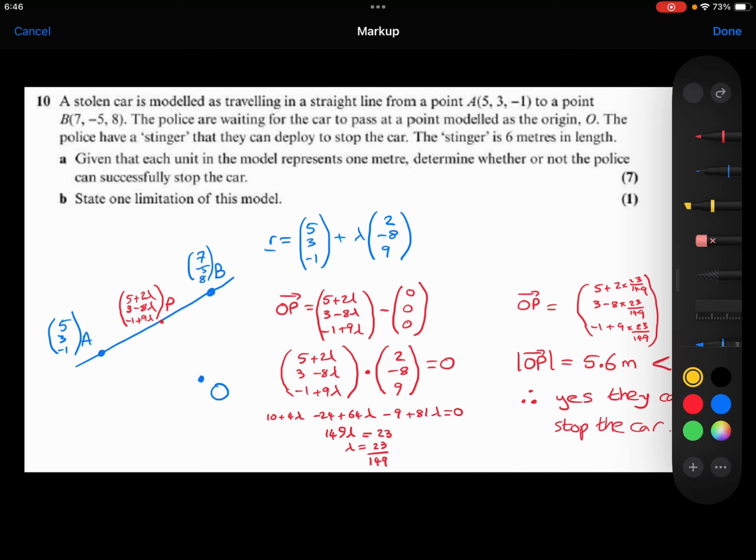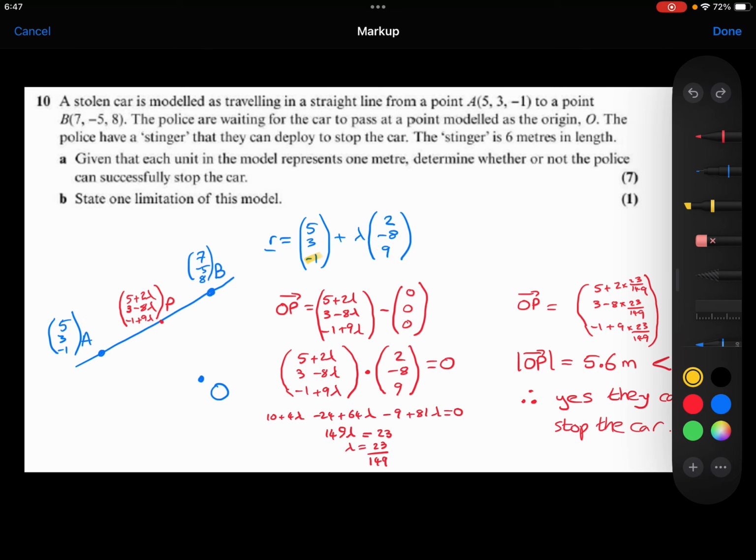So what I've done in red is I've marked on the general point of the car, which is just me taking that equation and combining it together to say that the x point is 5 plus 2 lambda. The general y point is 3 minus 8 lambda. And the general z point is minus 1 plus 9 lambda.